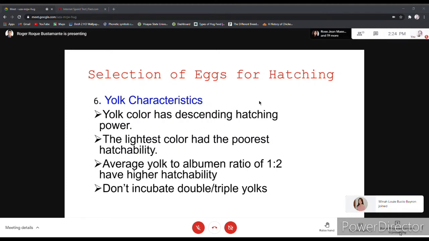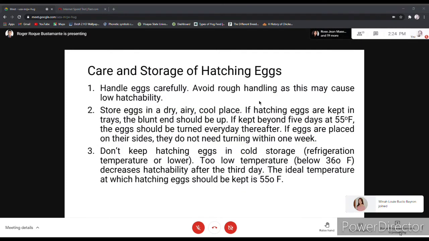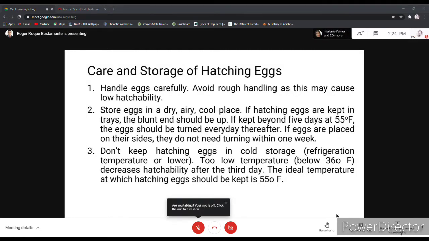So how to handle eggs? Handle eggs carefully, avoid rough handling as they may cause low hatchability. Store eggs in a dry, airy, cool place. If hatching eggs are kept in trays, the blunt end, or the butt, should be up. No? The blunt end should be up because that is where the air sac is.